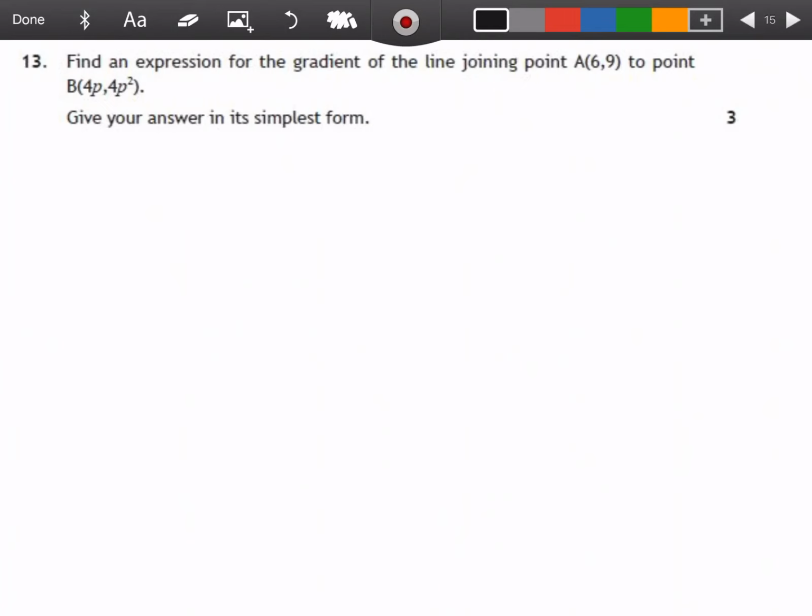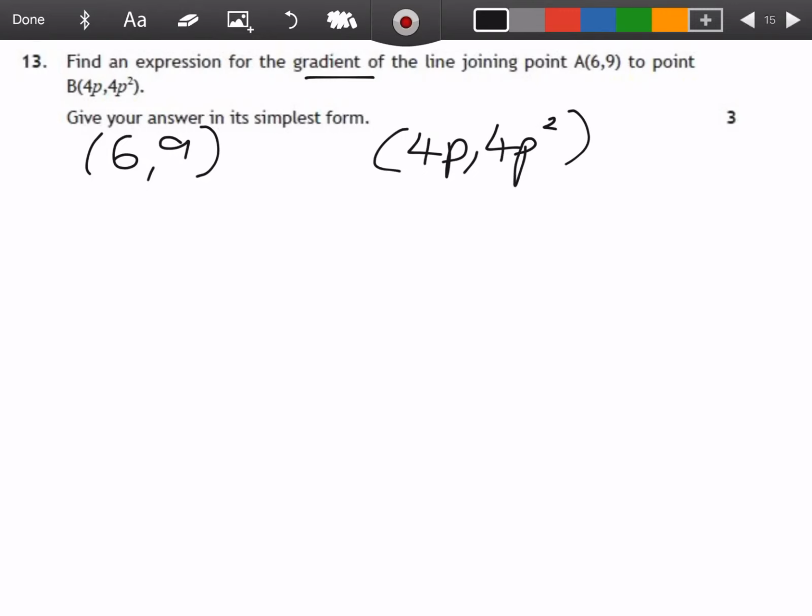Right, number 13. Find an expression for the gradient of the line joining point A, which is (6, 9), and point B, which is (4, p squared). So we have to find the gradient.